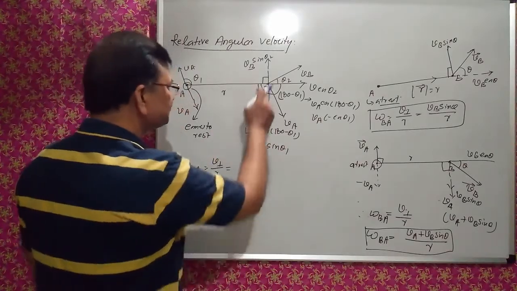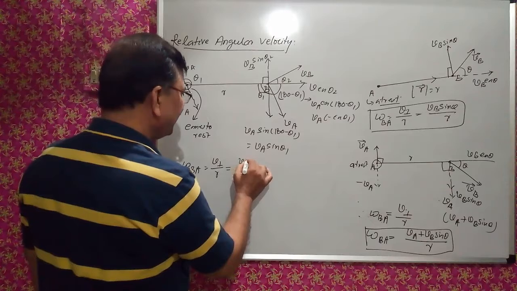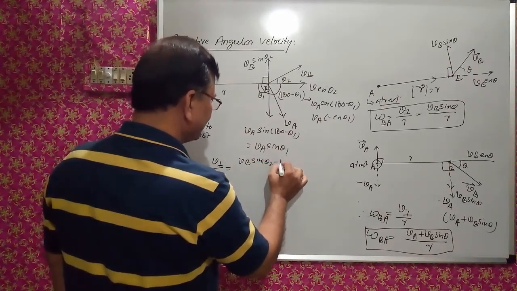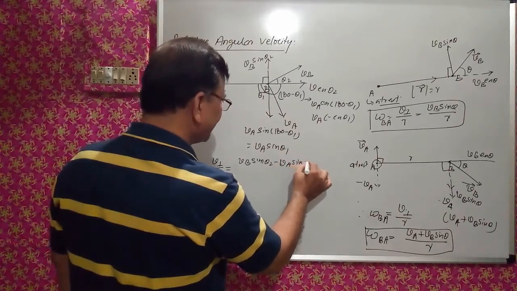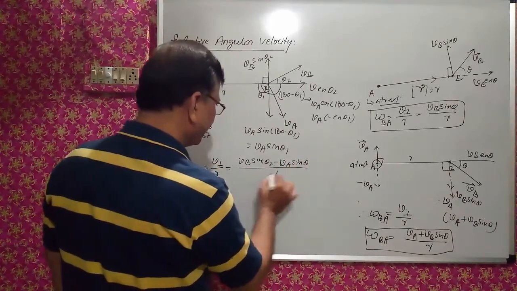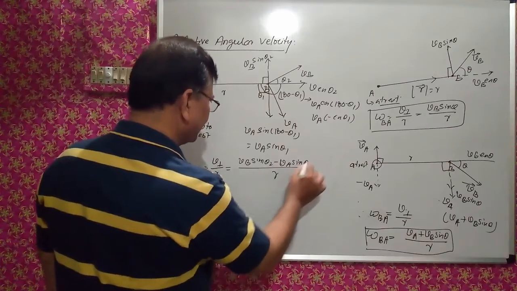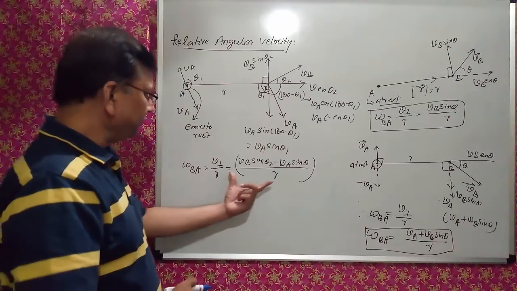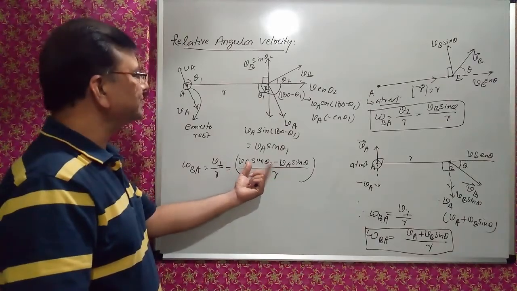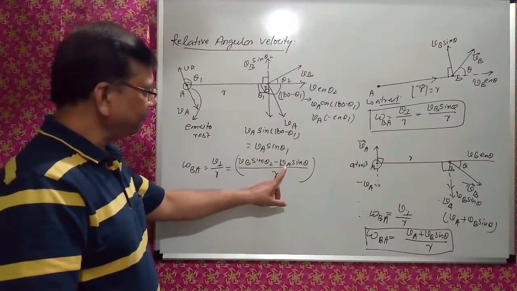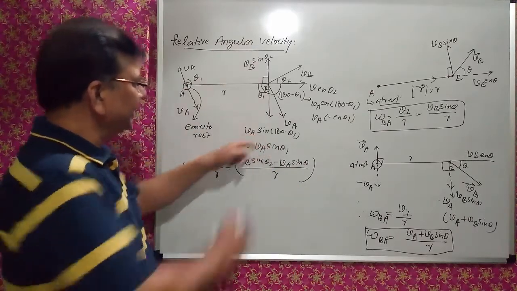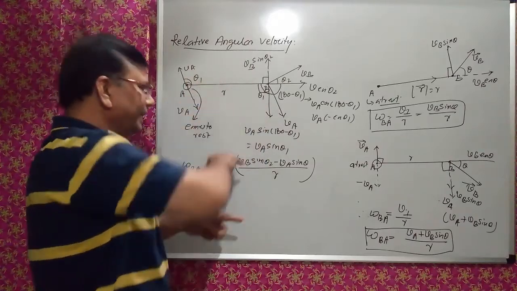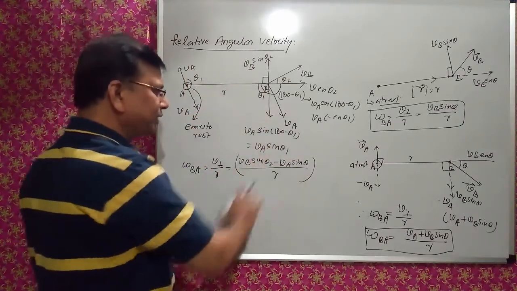So we will write VB sine theta 2 minus VA sine theta 1 by R. So this is the angular velocity of B with respect to A. The direction will be decided by which one is more. If this quantity is more, the direction will be moving like this, right? If this is more, it will be moving like this. It depends on what kind of magnitude this is.